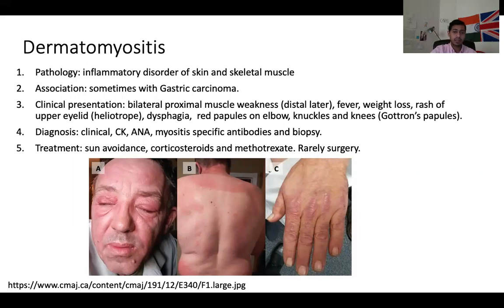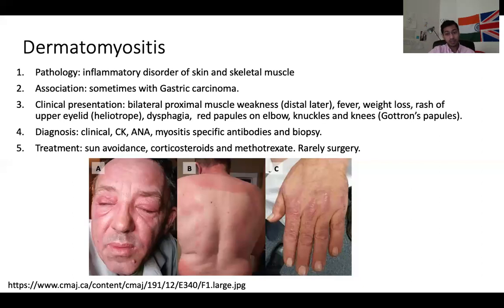Clinical presentation: usually there's bilateral proximal muscle weakness, and it becomes more distal later on as the disease progresses. With this weakness, there will be muscle fatigue whilst walking. So sometimes people may not even have the energy to walk a few steps or even walk upstairs to their bedroom, for example.